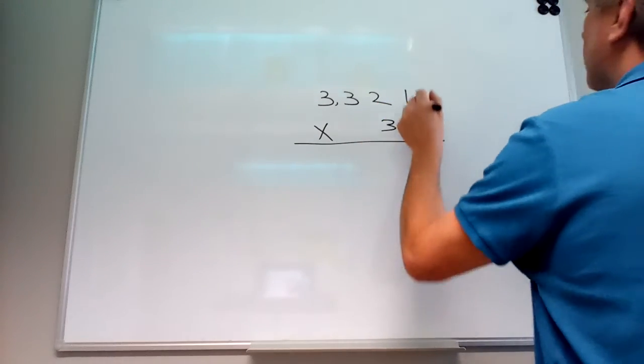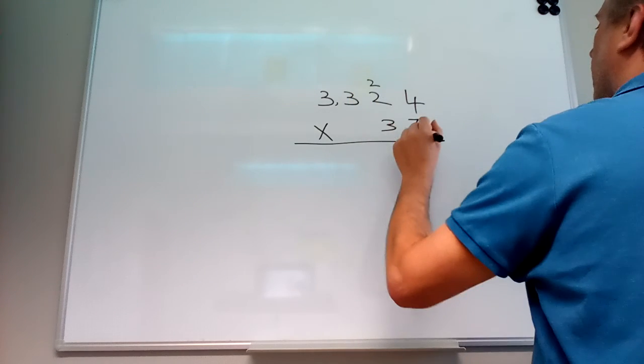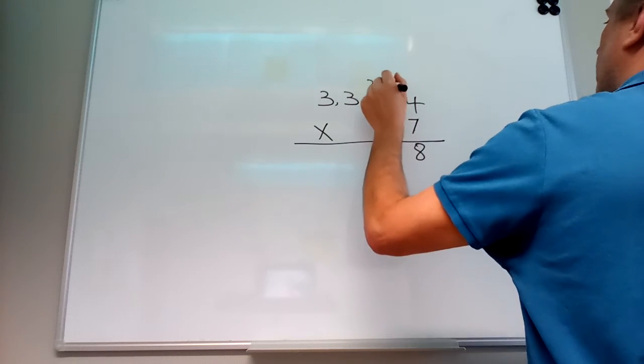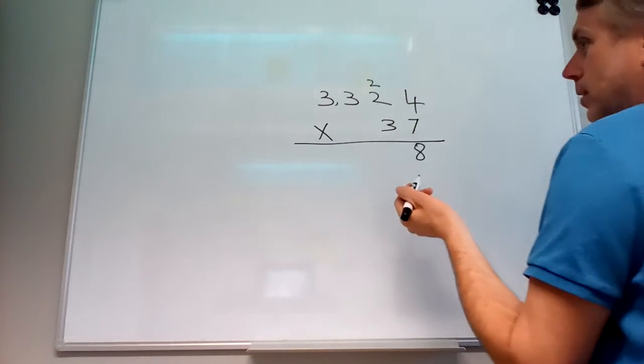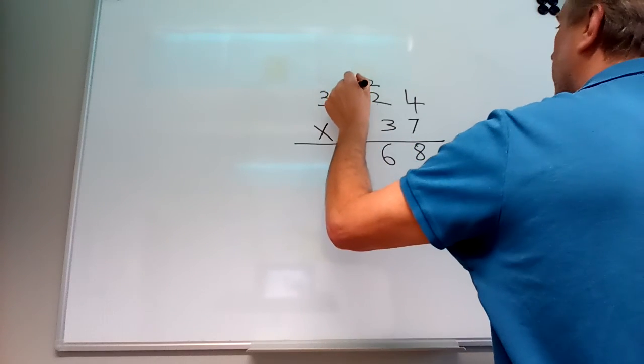Okay, so 7 times 4 is 28. We're going to put our 8. We're going to carry our 2. 7 times 2 is 14. We've got to remember to add that 2. 15, 16. Well, now we've got 16. We can only put one number there. We'll put the 6 and carry the 1.